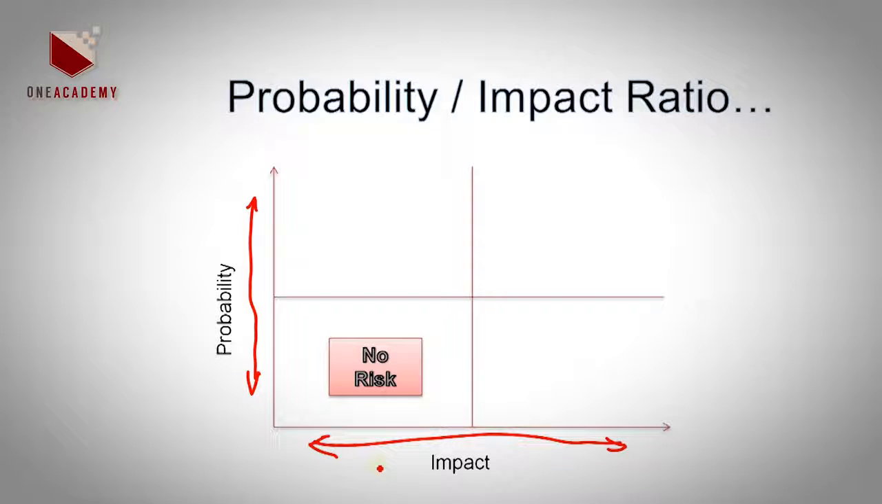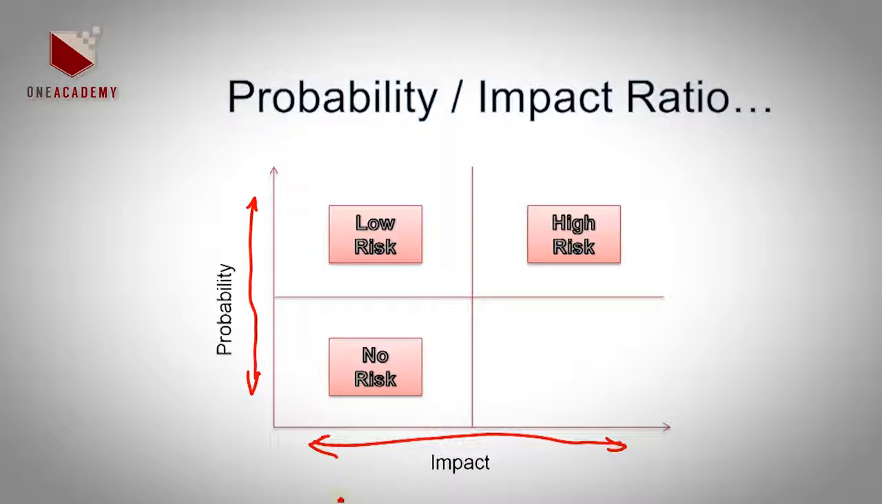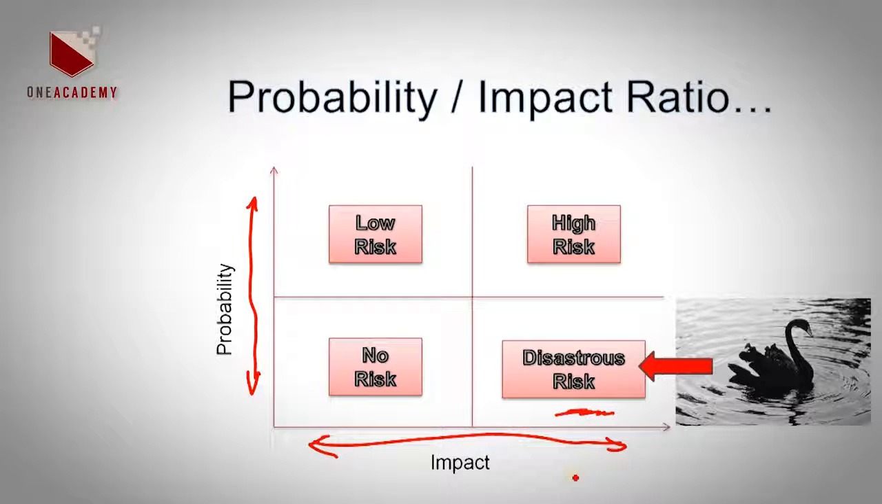Then we can have a high probability event with low impact. So we are going to define this as a low risk. Next, we have a high probability, high impact event. This is a high risk event. It would be mentioned in our risk management plans, and we should be ready for it because it is a high probability event. And finally, we have the low probability, high impact, and it is a disastrous risk because nobody is expecting it, and most of the risk managers are discarding the low probability events. And this is what a black swan is. It is a low probability, high impact event.